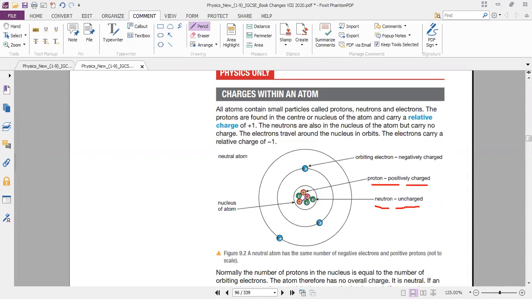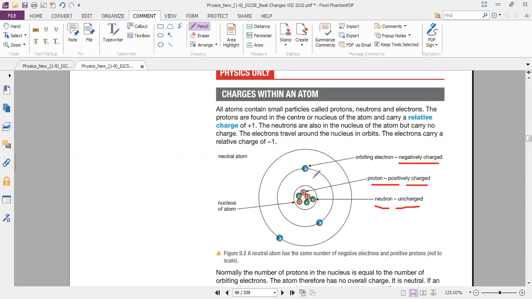The center part of an atom is called the nucleus. The size of protons and neutrons are almost the same. And very small particles called electrons orbit around the nucleus in different shells, and these electrons are negatively charged particles. So this is the structure of an atom, and just by counting the number of protons, we can say which atom this is.